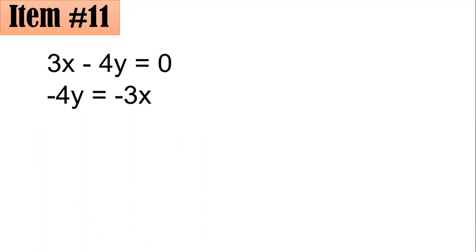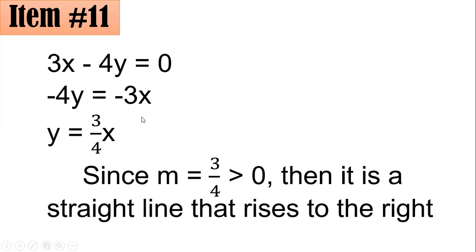So subtracting both sides by 3x, we have negative 4y equals negative 3x. And dividing both sides by negative 4, we have y equals 3/4 x. And this tells us this is now the slope-intercept form. And we could see here that the slope, which is 3/4, is positive. Hence, it's greater than 0. And since your slope is positive, then it is an indication that the graph of such is a straight line that rises to the right. Hence, it is letter C.